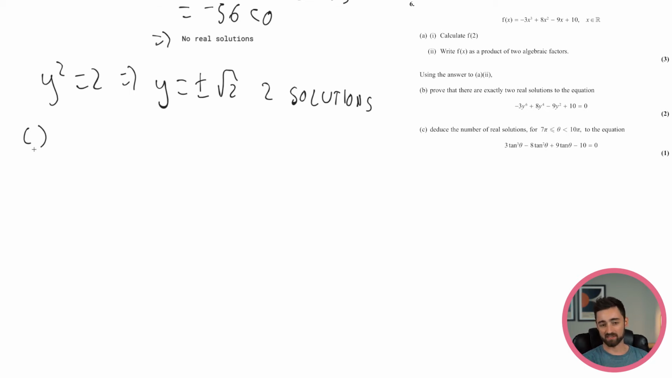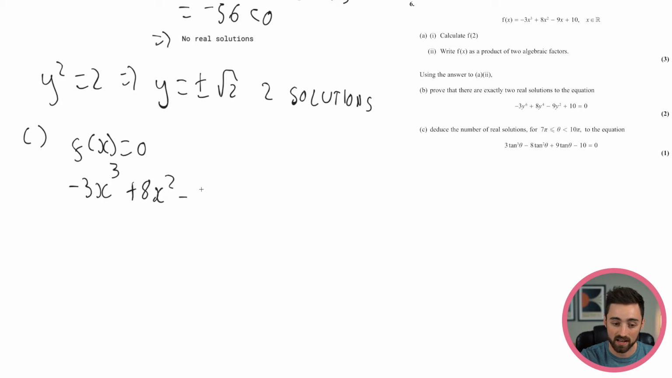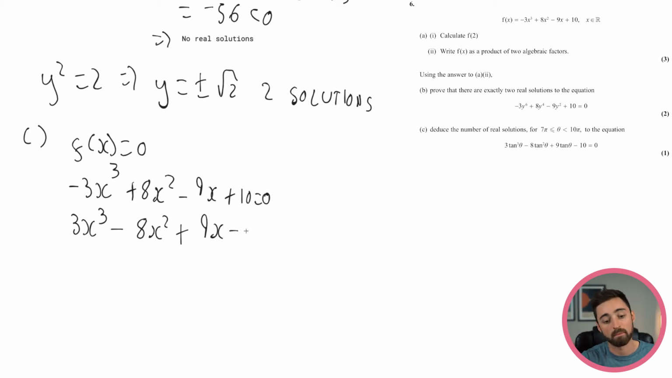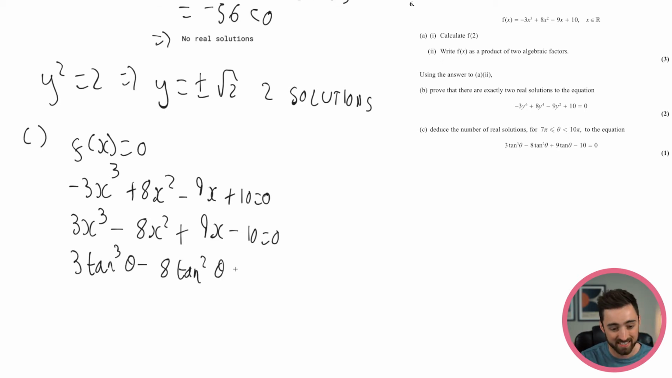So if I just swap the sign of everything, you know, I took it onto the other side, what would I get? If I have f of x equals zero, that gives me minus 3x cubed plus 8x squared minus 9x plus 10 equals zero. What if I was to just bring everything onto the other side? The signs are just going to swap, aren't they? So I'm going to get 3x cubed minus 8x squared plus 9x minus 10 equals zero. Now we're getting somewhere. If this x was just tan theta, I'd get 3 tan cubed theta minus 8 tan squared theta plus 9 tan theta minus 10 equals 0.